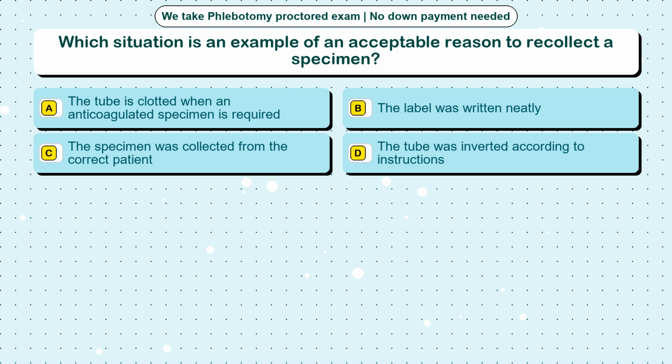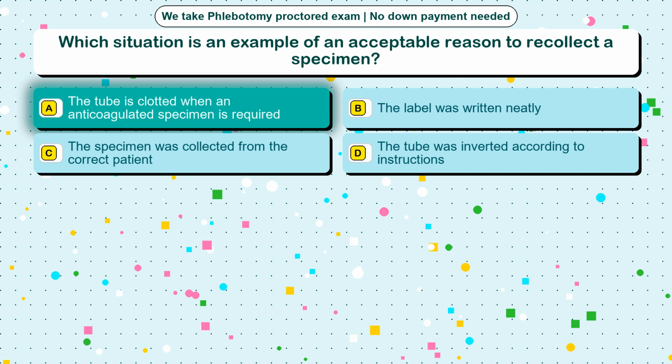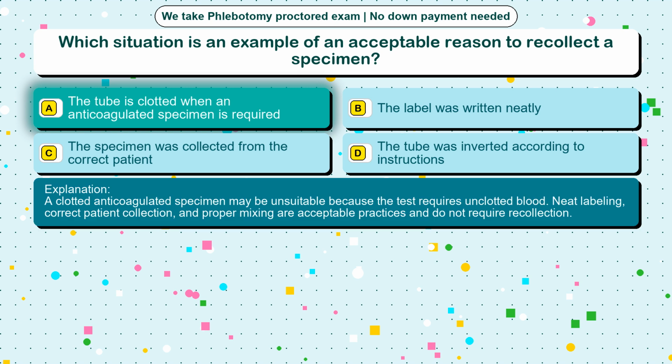Option B. The label was written neatly. Option C. The specimen was collected from the correct patient. Option D. The tube was inverted according to instructions. The correct answer is option A. The tube is clotted when an anticoagulated specimen is required. A clotted anticoagulated specimen may be unsuitable because the test requires unclotted blood. Neat labeling, correct patient collection, and proper mixing are acceptable practices and do not require recollection.